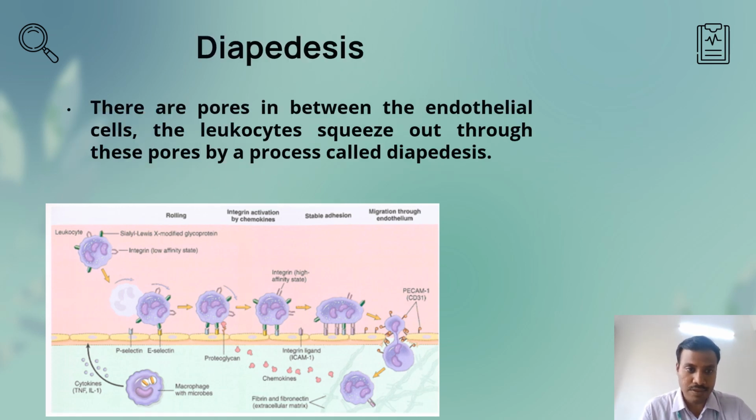The next step is the diapedesis. Diapedesis is nothing but the entry of the WBCs into the tissue space from the capillaries. From the capillaries, they enter into the site of the injury, that is to the interstitial space, into the tissues. So that entry is called diapedesis. So there are pores in between the endothelial cells. Okay, so the WBCs adjust their shape, and they enter through the pores into the tissues. So this process is called diapedesis.